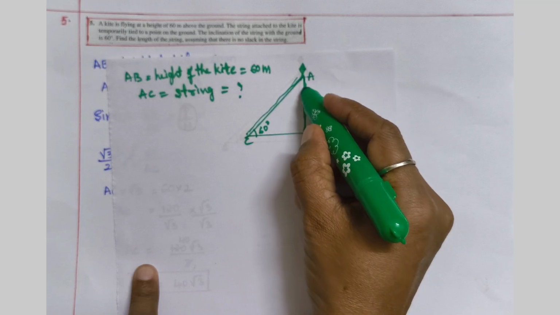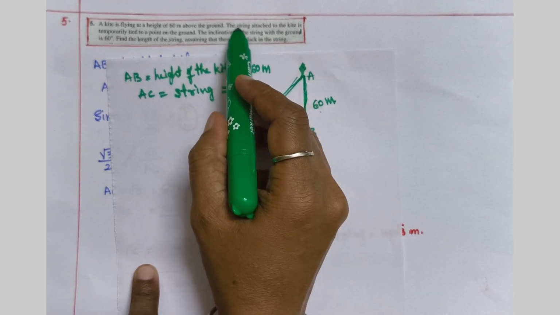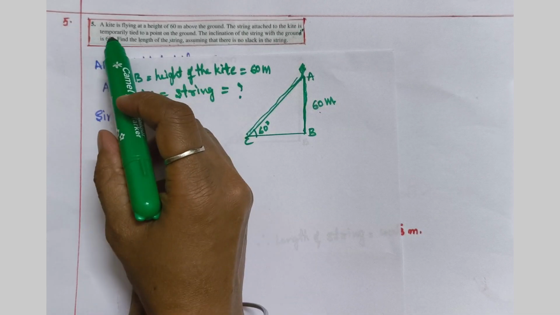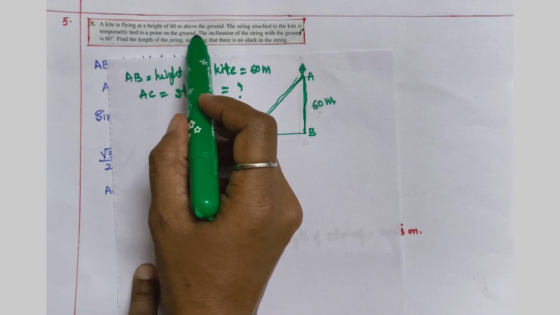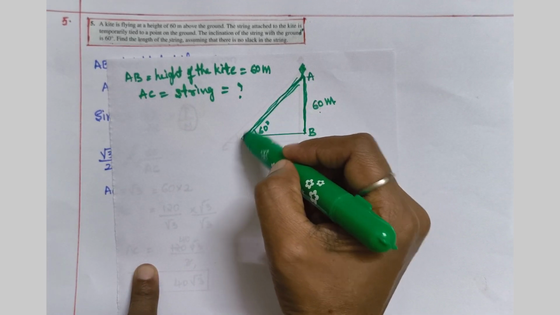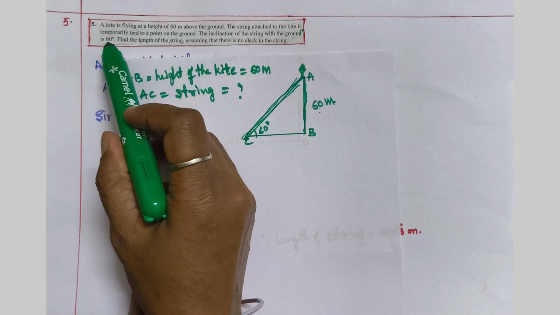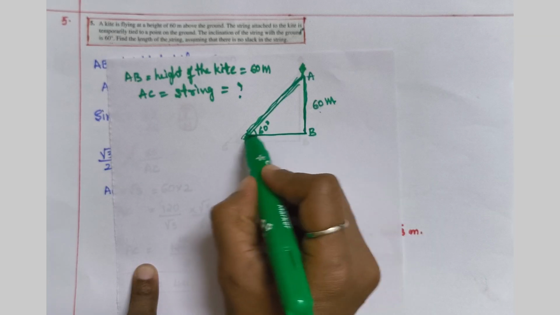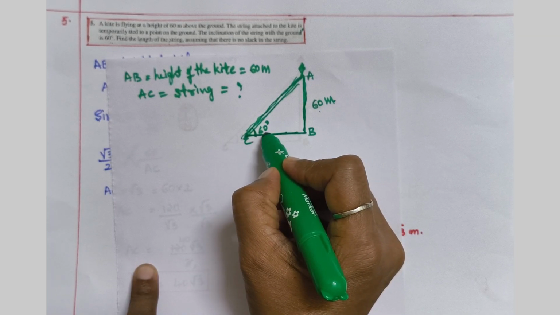So ground to kite, how much height? 60 meter height is there. The string attached to the kite is temporarily tied to a point on the ground. This string is tied to the ground. The inclination of the string with the ground is 60 degrees. This is ground level, and here in the middle, how much degree? 60 degrees.